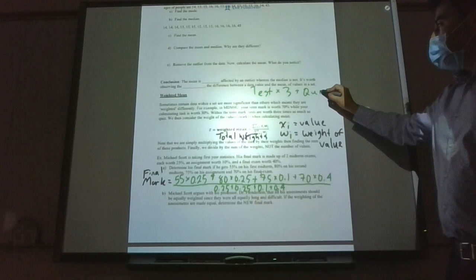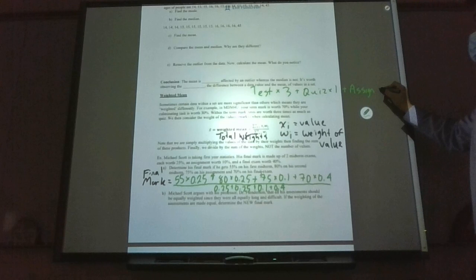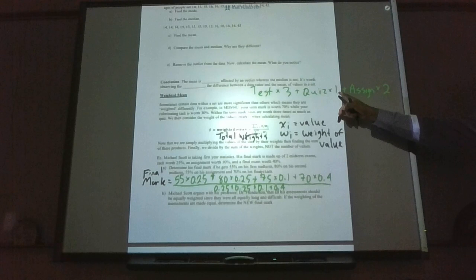We don't have any assignments because, unfortunately, the course is so crammed in. But if I had assignments, I would take your assignment marks and multiply by 2. That's just generally my rule. I feel like every teacher has their own system. A test is obviously more, there are more questions, more depth in it, you have to explain more. I'll make it worth 3 quizzes. Quizzes are really short answers, so that's only worth 1. And any assignments are just worth 2.